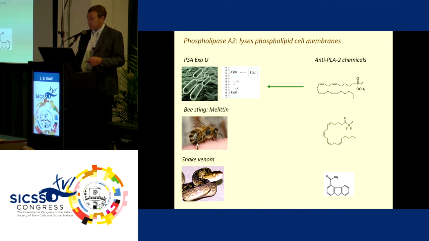Knowing that, if you go through evolution, whether you're a Pseudomonas or a bee or a snake, most of these creatures produce a phospholipase, and that's how they produce their toxins to inhibit or kill the host. So we've been developing and looking at different chemicals to inhibit exotoxin U and the phospholipase, and that shows promise.